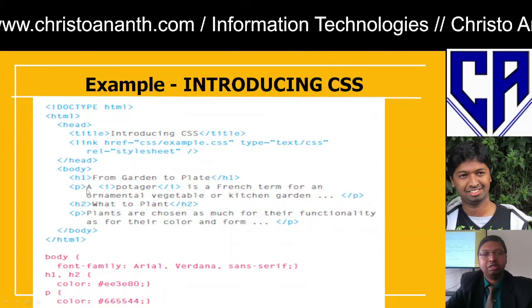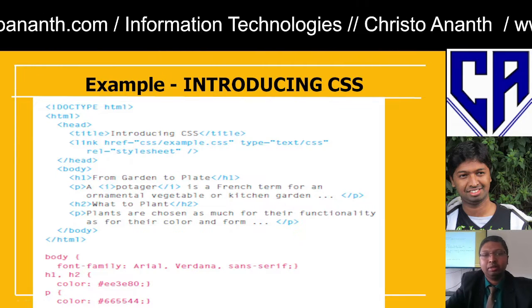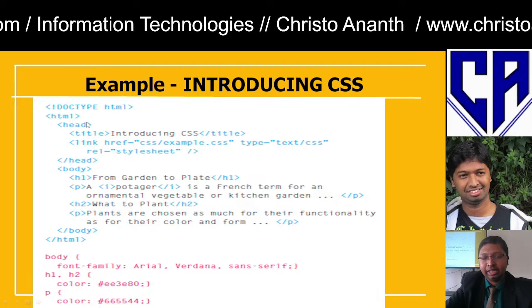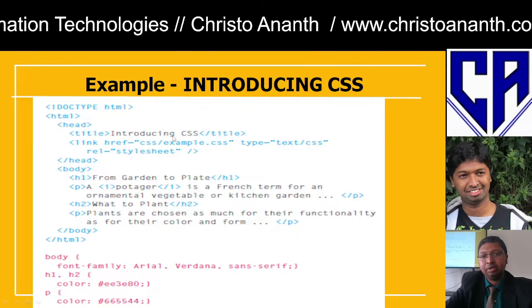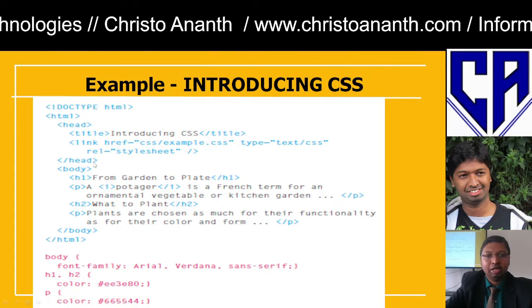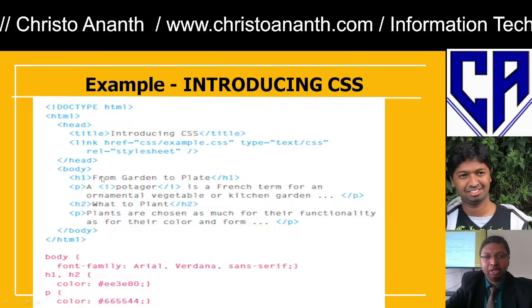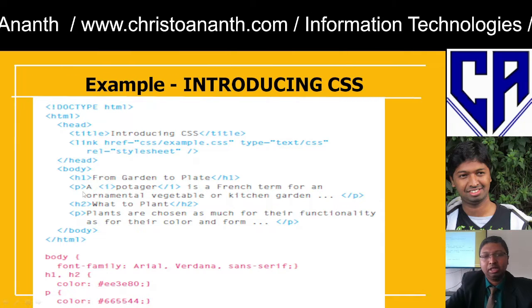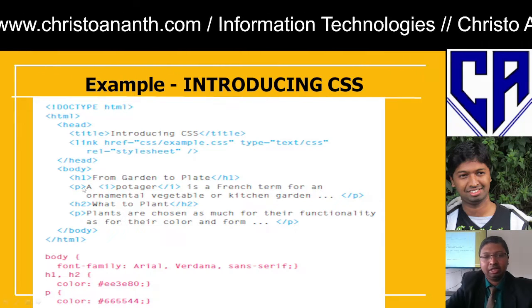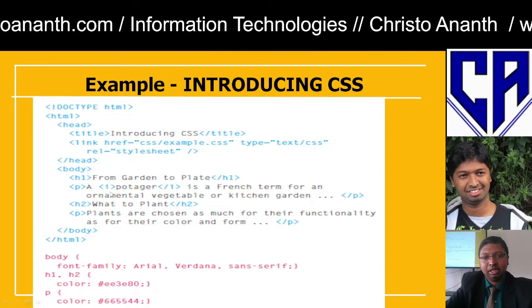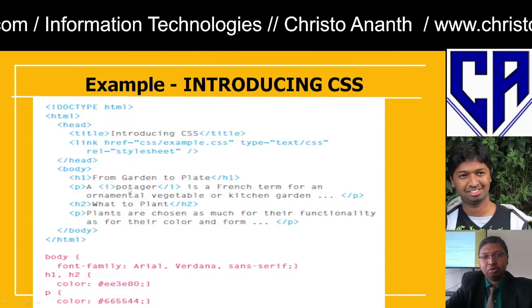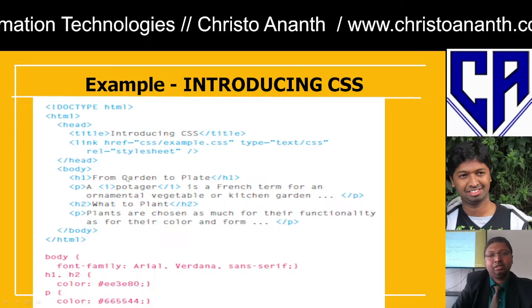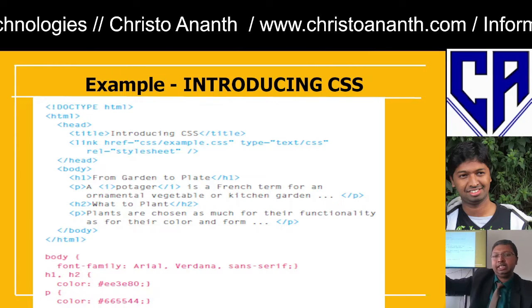So this is introducing CSS. We will have document type HTML. So HTML, head, and then title. Title is nothing but introducing CSS. Then you will have slash head, body. So you'll have h1, from garden to plate. Okay, and then you'll have the paragraph tag, potager. This one is displayed in italic, so you'll have the i tag and then close i tag.